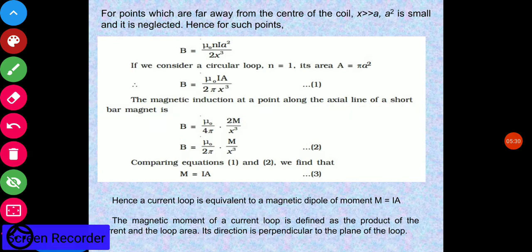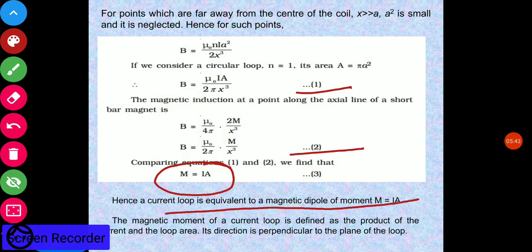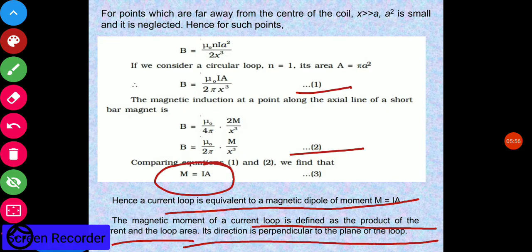Now if we compare equation 1 and equation 2, we see that m is equal to IA. Hence, a current loop is equivalent to a magnetic dipole whose magnetic moment m is equal to IA. So the magnetic moment of a current loop is defined as the product of the current and the loop area. Its direction is perpendicular to the plane of the loop. So the current loop as a magnetic dipole has its magnetic moment given by IA.